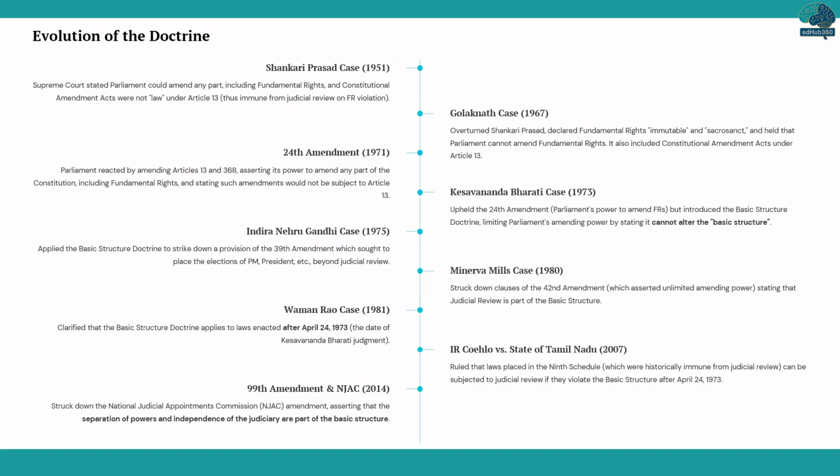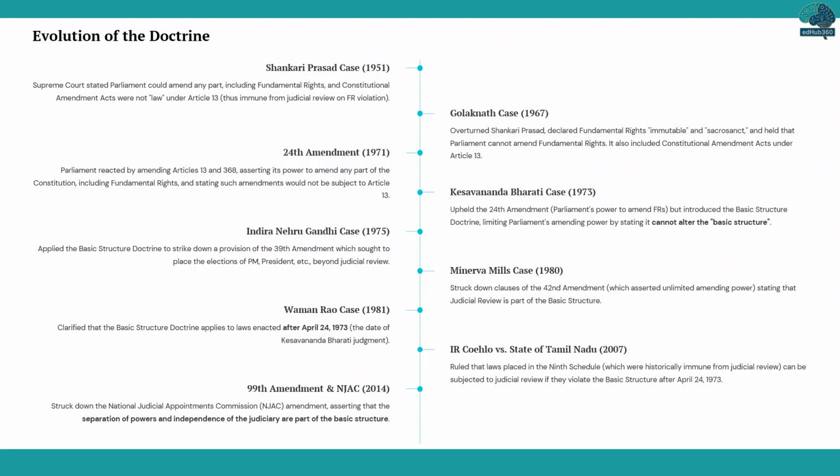This set the stage for the Kesavananda Bharati case in 1973. While it upheld Parliament's power to amend fundamental rights, it simultaneously introduced the basic structure doctrine, creating that crucial limit. Later, the 1975 Indira Nehru Gandhi case applied this doctrine, striking down a provision that attempted to place elections of top officials beyond judicial review.